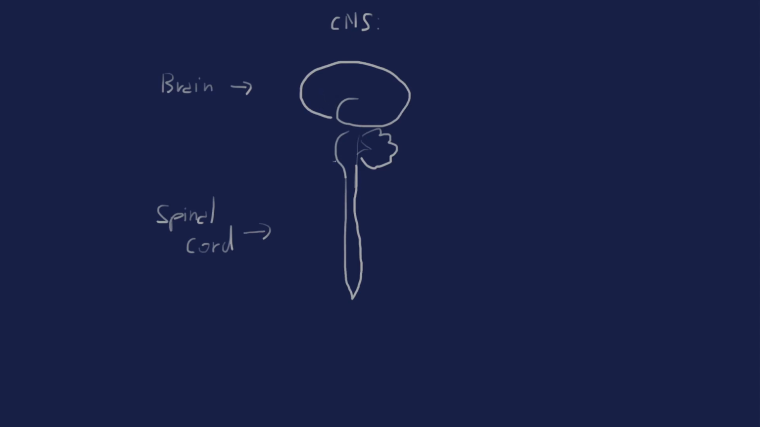Then, the peripheral nervous system would be all the nerve fibers that leave the central nervous system and carry the information into the periphery. So let's say there's some nerve fiber that supplies your hand. This would be the nerve fiber that connects to the cells or tissues of the hand. And if something pricked you, it would be this nerve fiber that would carry the information into the periphery.